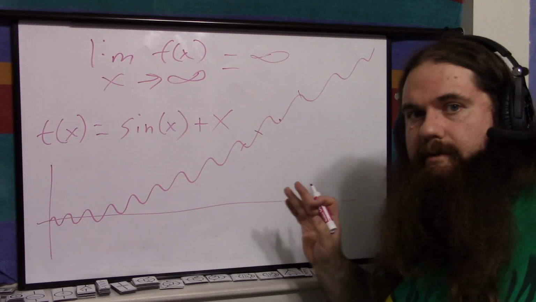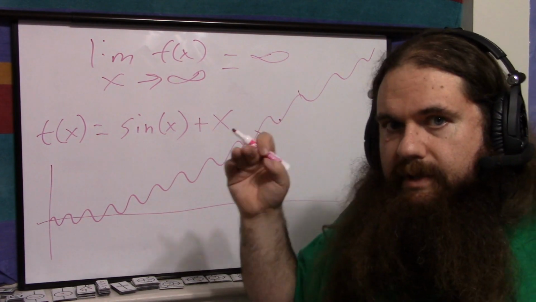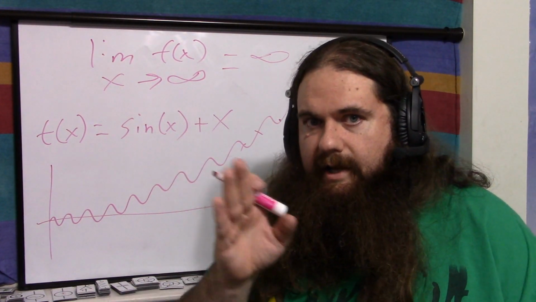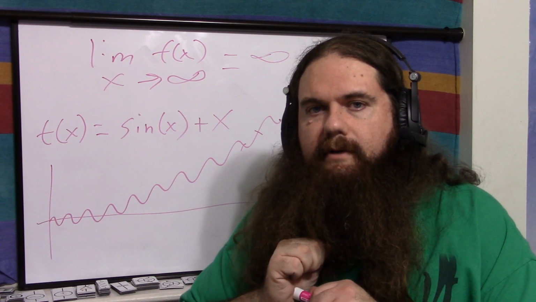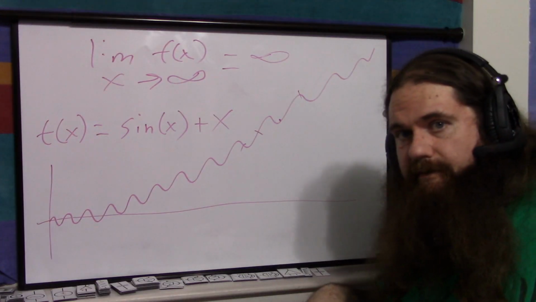And I can do that anywhere. So no matter what spot I pick, even if it's going up and down technically, I can still say if I go far enough, it will always get bigger. Every single point will be bigger from here. So this is why we can say it diverges to infinity.